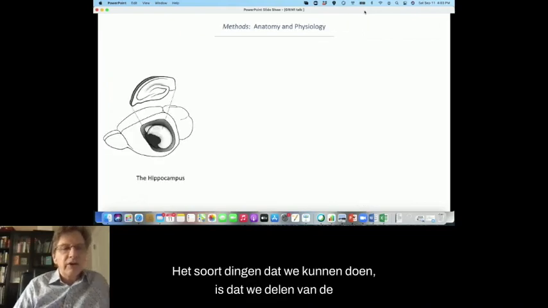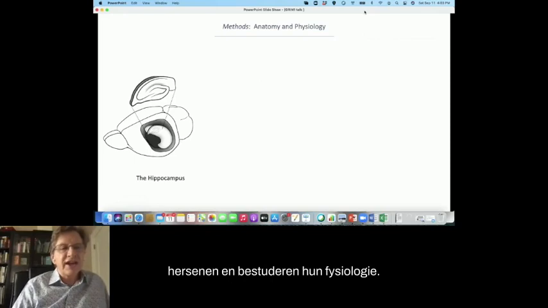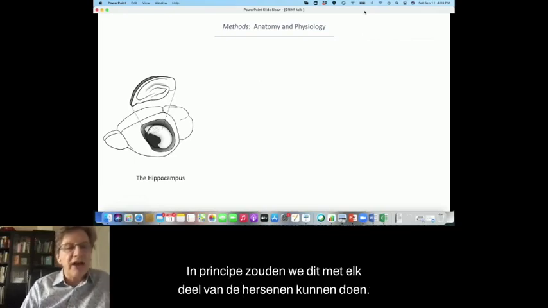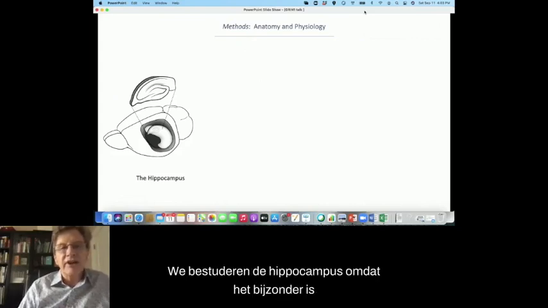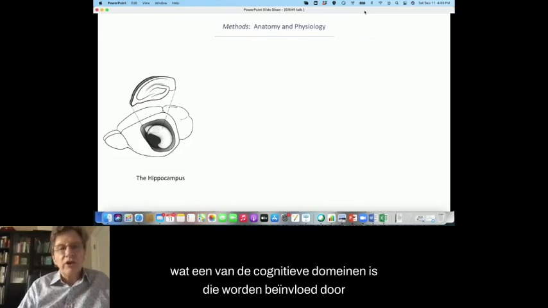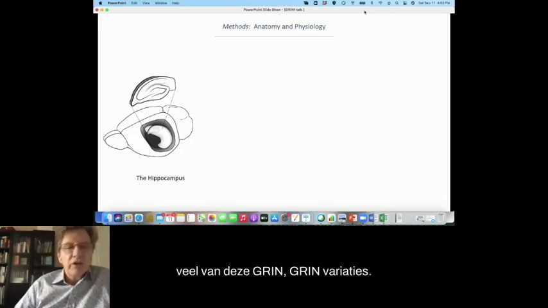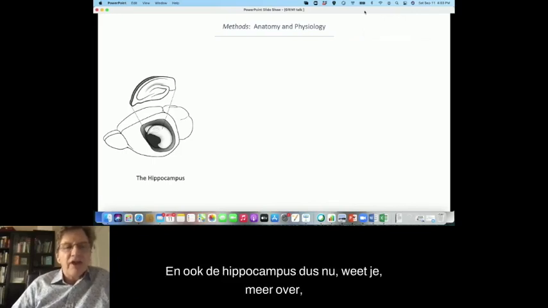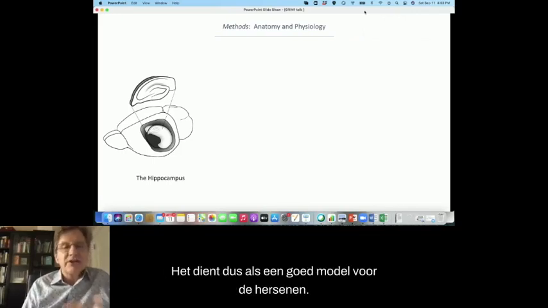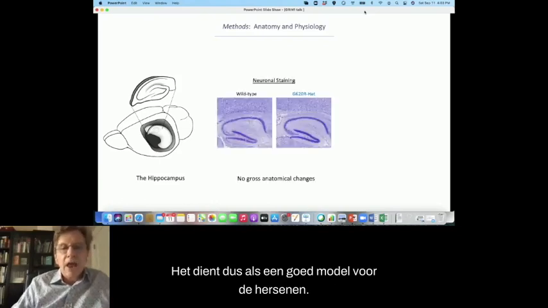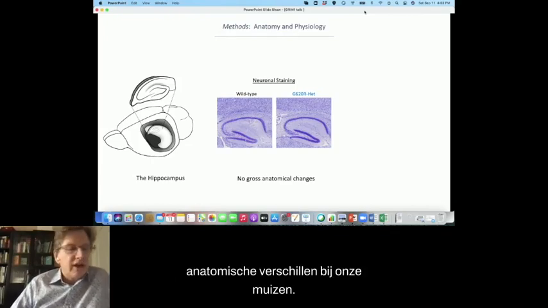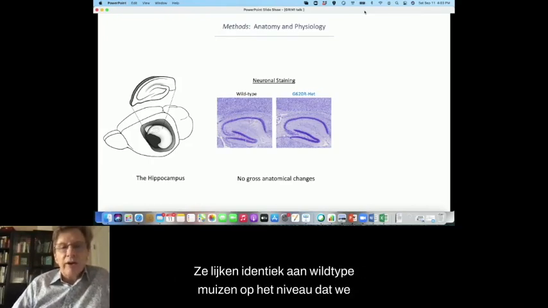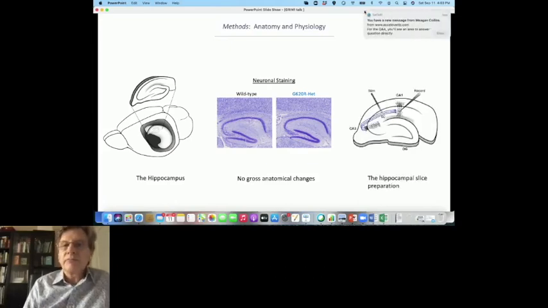The sorts of things we can do is we can remove parts of the brain and study their physiology. In principle, we could do this to any part of the brain. In reality, we study the hippocampus. We study the hippocampus because it's particularly important for learning and memory, which is one of the cognitive domains that are affected in many of these GRIN variations. And also the hippocampus is an area we know more about than any other part of the brain. So it serves as a good model for the brain. We can look at the anatomy, and we have seen no gross anatomical differences in our mice. They appear identical to wild type mice at the level that we have analyzed.